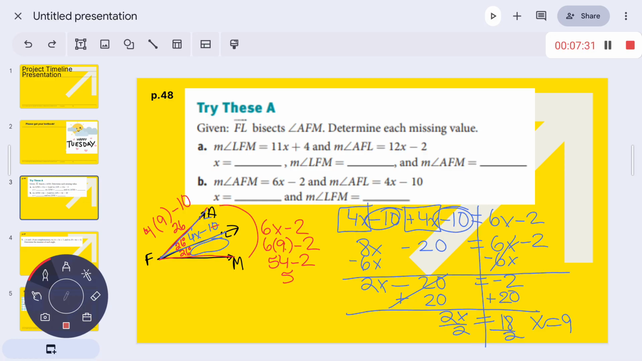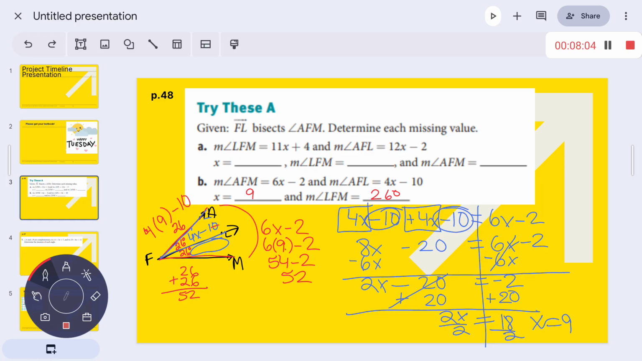We're thinking that's 26. We're about to check it. We think that x is 9, but before I move on, I'm going to double check it. 26 plus 26, we know that is 52. So these two angles, when I added them, I got 52. I did this one by itself, and I got 52. So we did all of that math correctly.